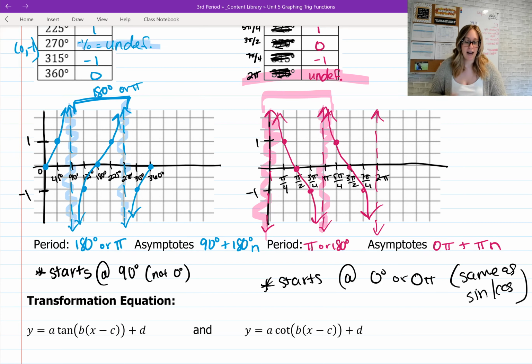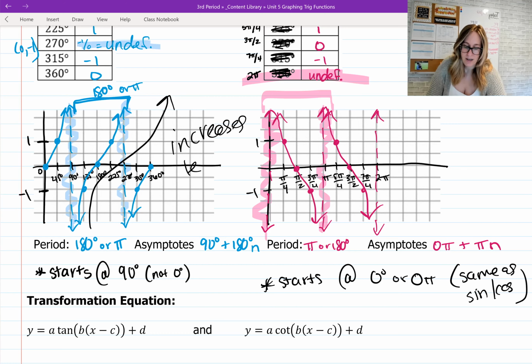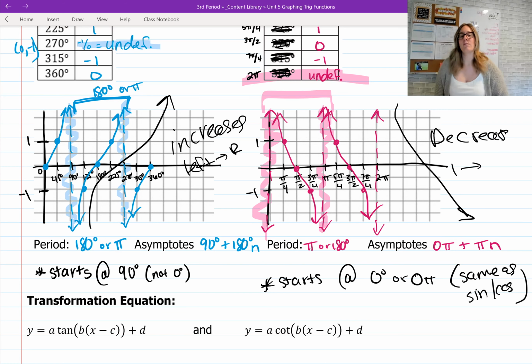Looking at the graphs, tangent increases from left to right, whereas cotangent decreases from left to right. They have a similar shape, that S shape, but tangent goes up as you go from left to right, whereas cotangent goes down from left to right. So remember that, just knowing the shape. Pay attention.